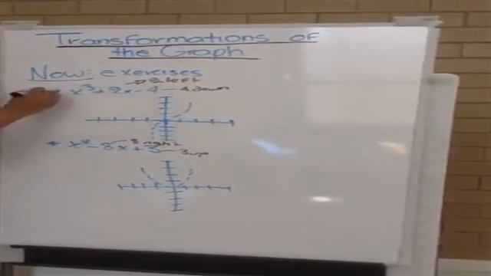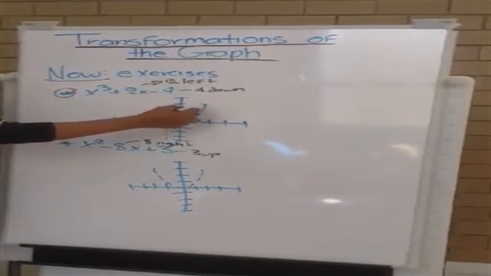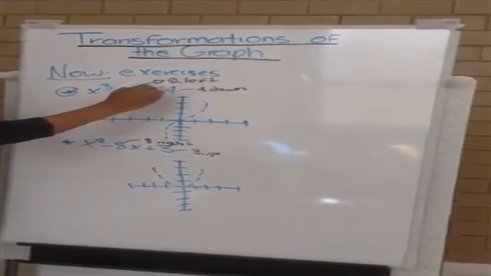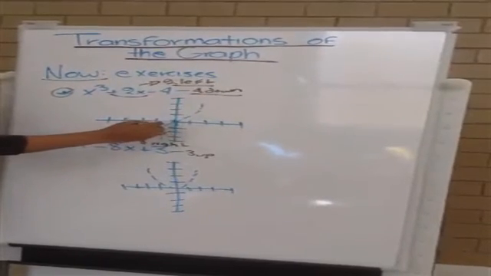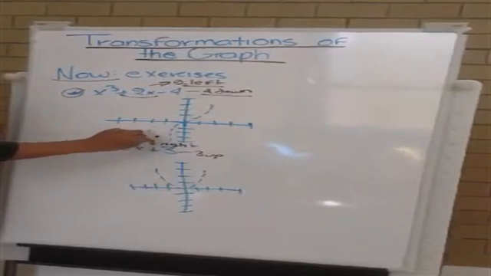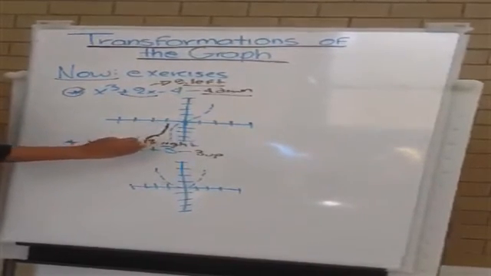Here, with other examples, I already have a sketch. In the first one, we see that it's a cubic function. We have 2 steps to the left and 4 down. In the second, we have a quadratic function, and we have 8 steps to the right and 3 up.